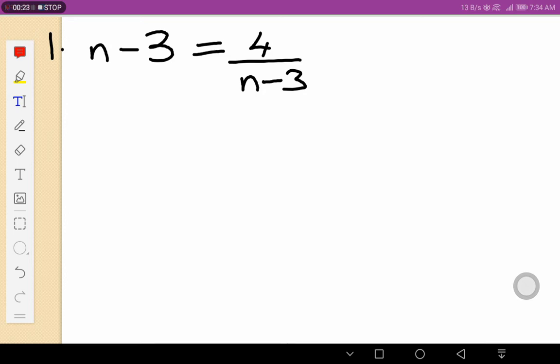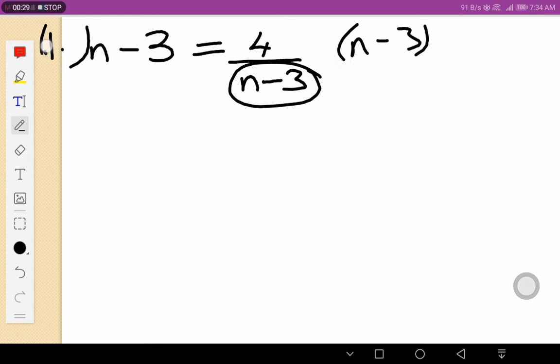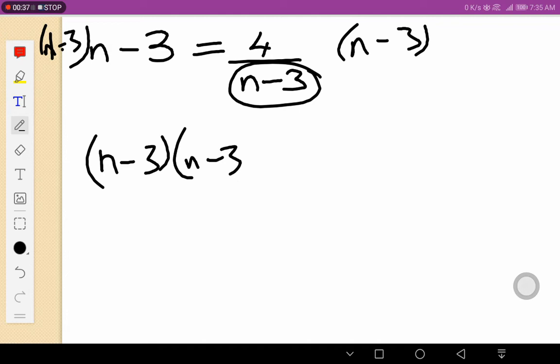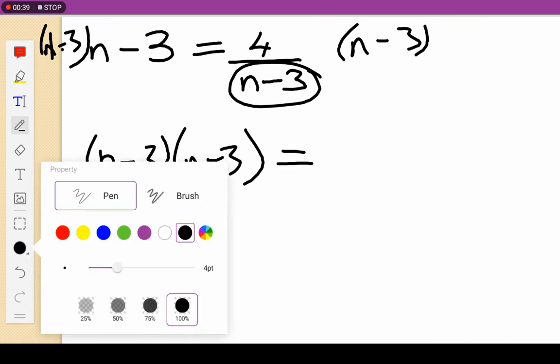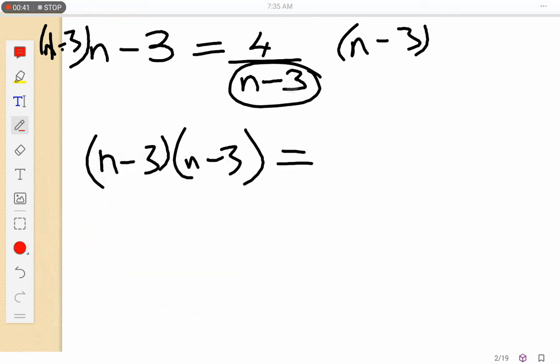Okay, so I'll multiply both sides by n minus 3 there. So when I do that, I'll have n minus 3 here multiplying by n minus 3. Then this side is going to be equal to 4 because these ones will cancel off each other.